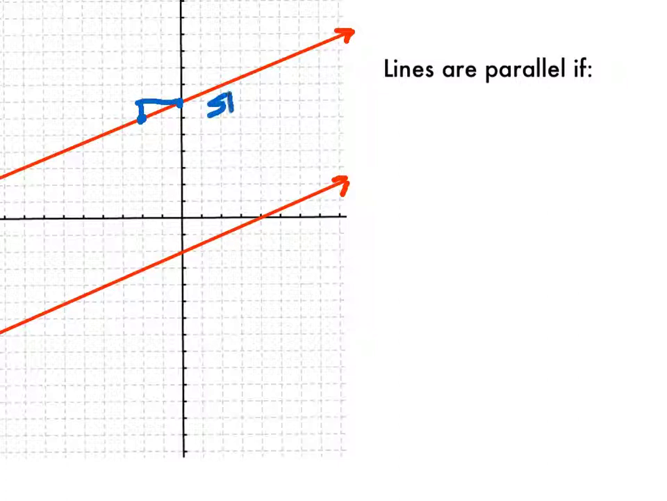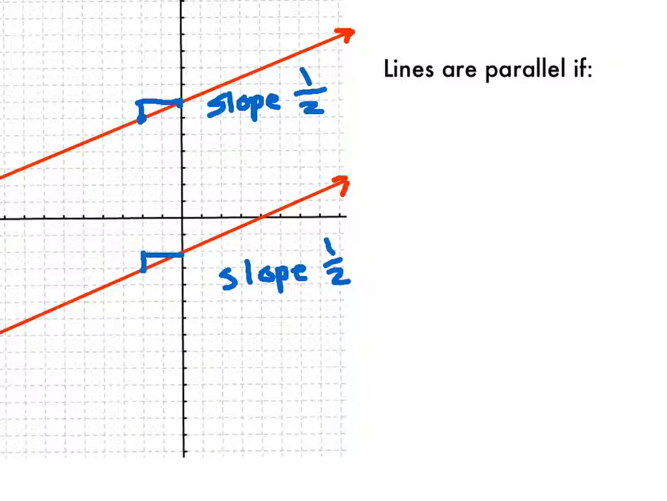So this slope is 1 over 2. And down below, it looks like we're going up 1 over 2. So the slopes of both of these lines are equal. And that is important. That's what is going to determine whether or not two lines are parallel. So lines are parallel if, first of all, as we just saw here, their slopes are equal.